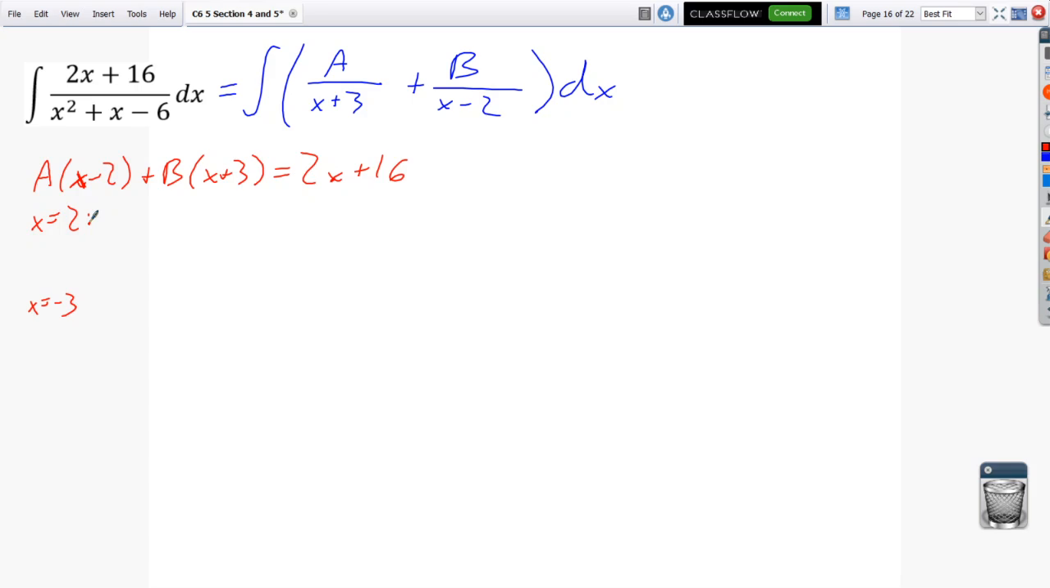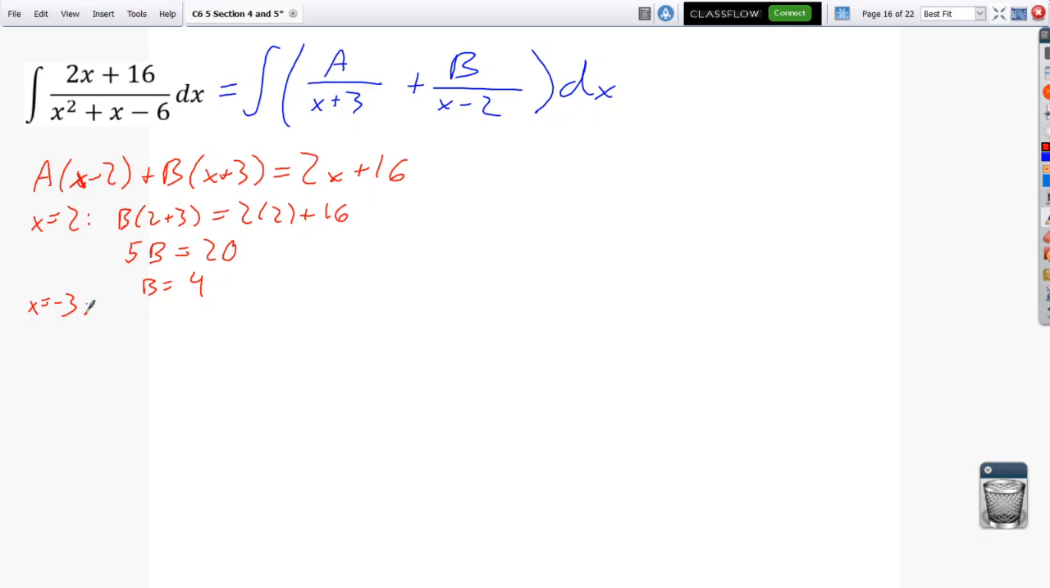So again, looking at that, I've got B times 2 plus 3 is equal to 2 times 2 plus 16. I mean, you might not even need to put that down. I could see in my head that this is 5B is equal to 20, or B equals 4. All right, cool. So I found B. Now I just need to find A.